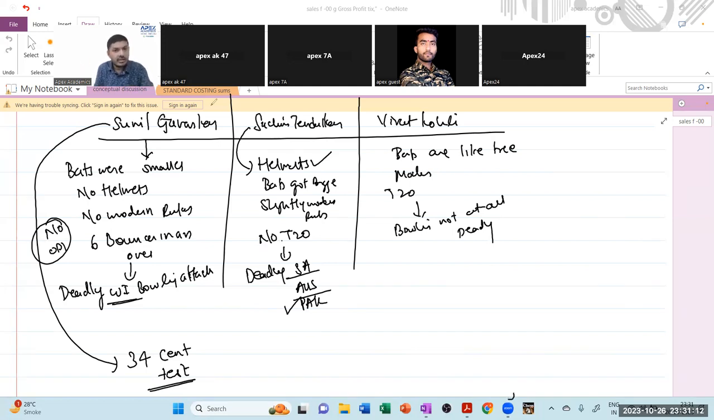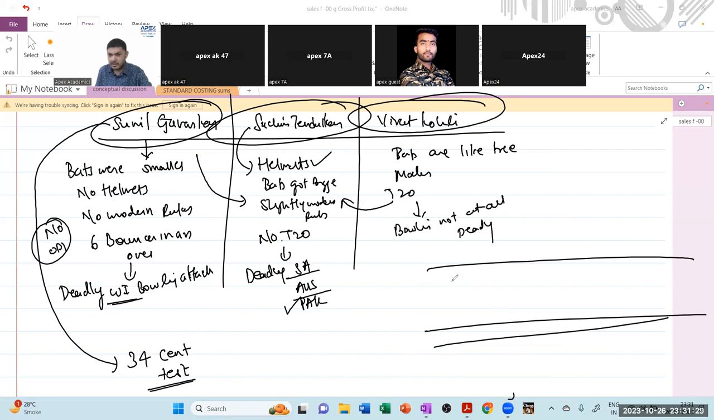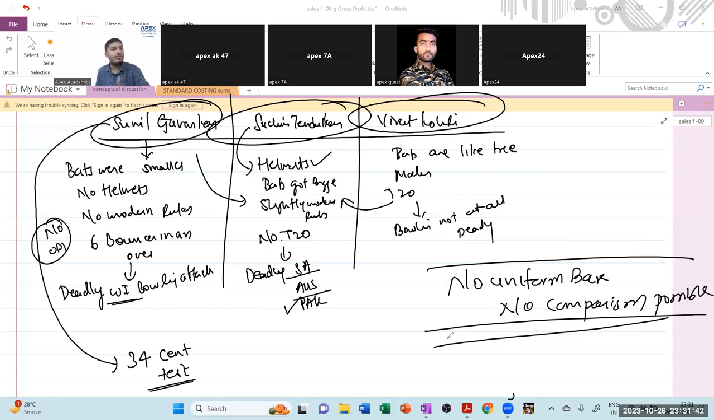Now, who's a better batsman? Sunil Gavaskar, Sachin Tendulkar, or Virat Kohli? Experts argue that it is Sachin Tendulkar because he has faced some bowlers of this era. People say Kohli is not as great as Sachin or Gavaskar because he has not faced these deadly bowlers. So basically what happens is there is no uniform base. There is no comparison possible. So I can't say who's better.